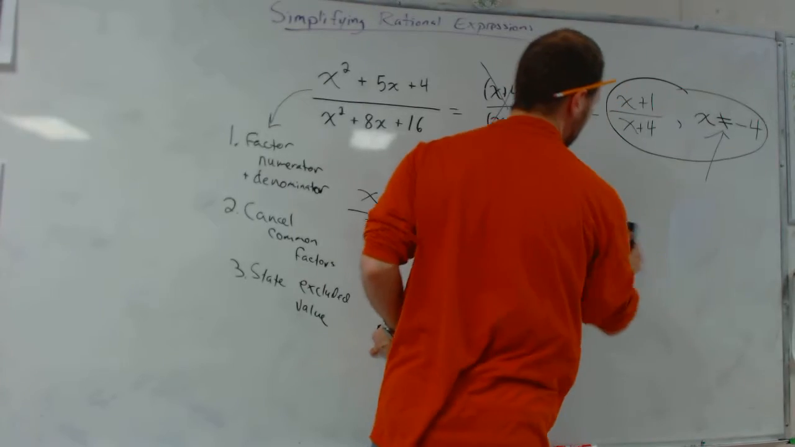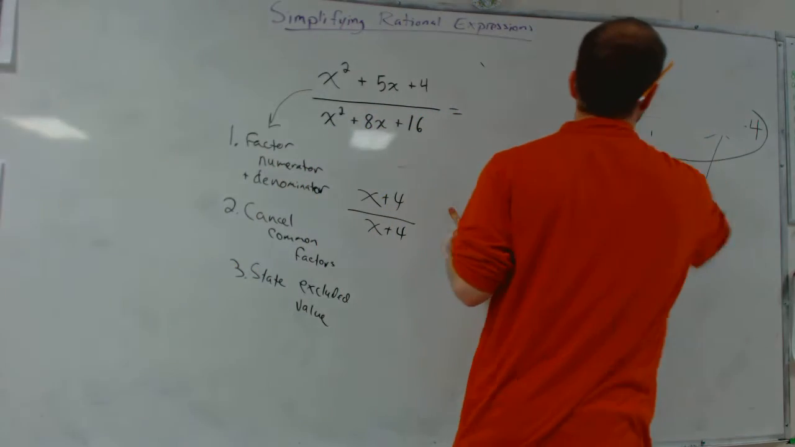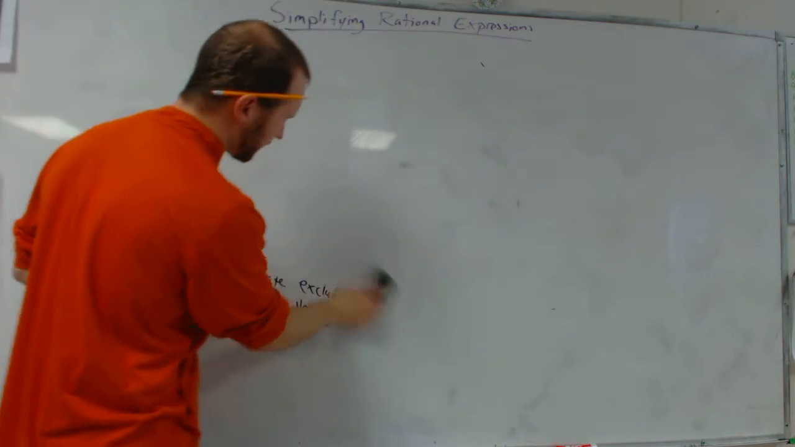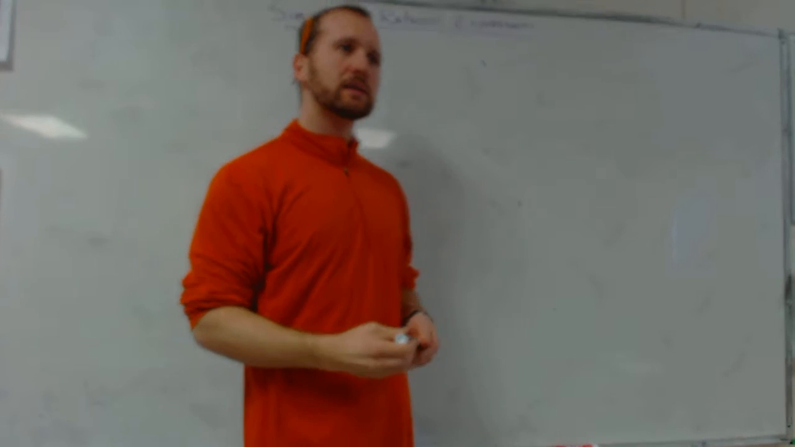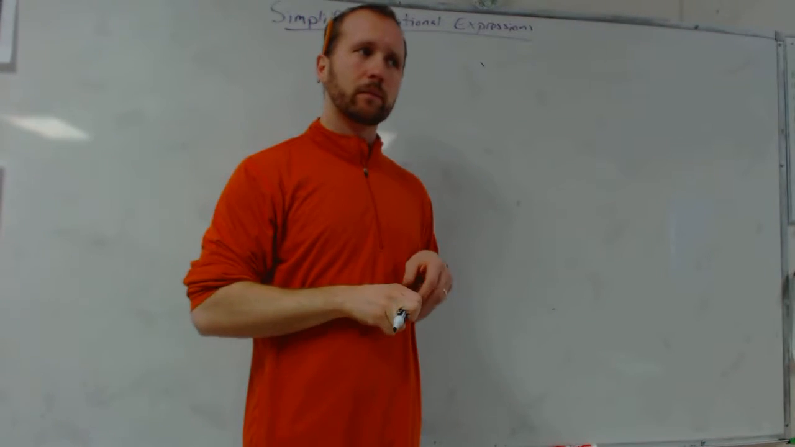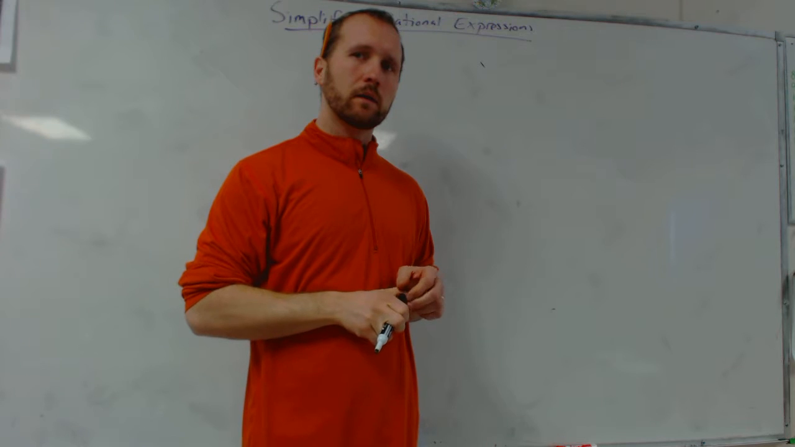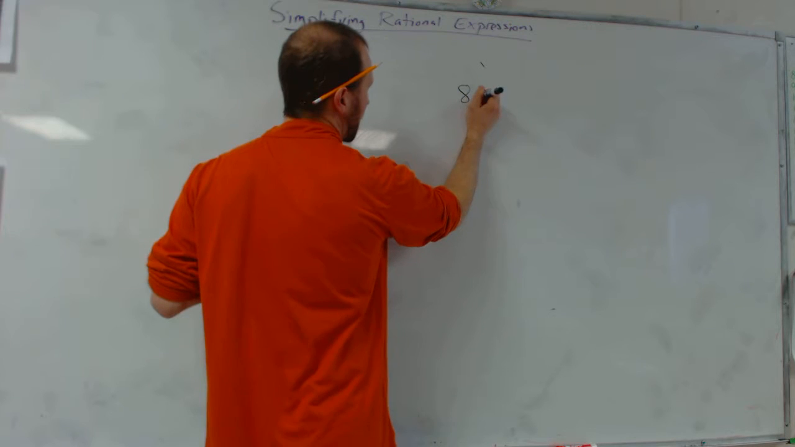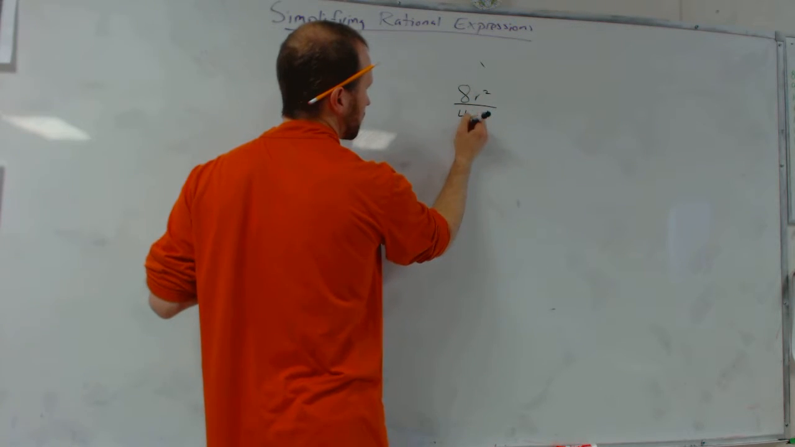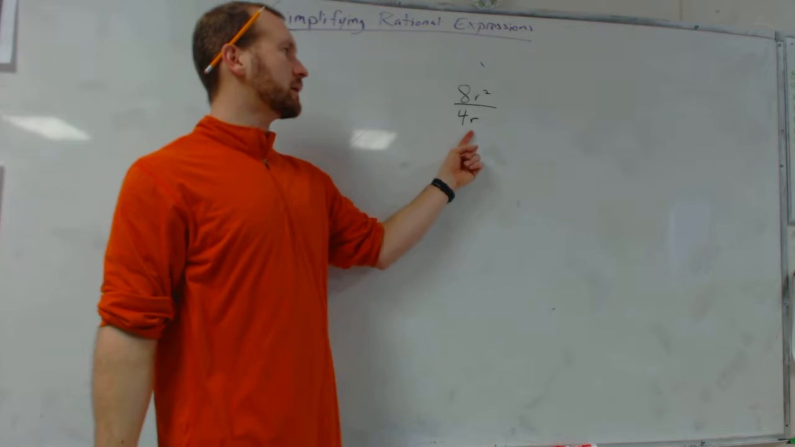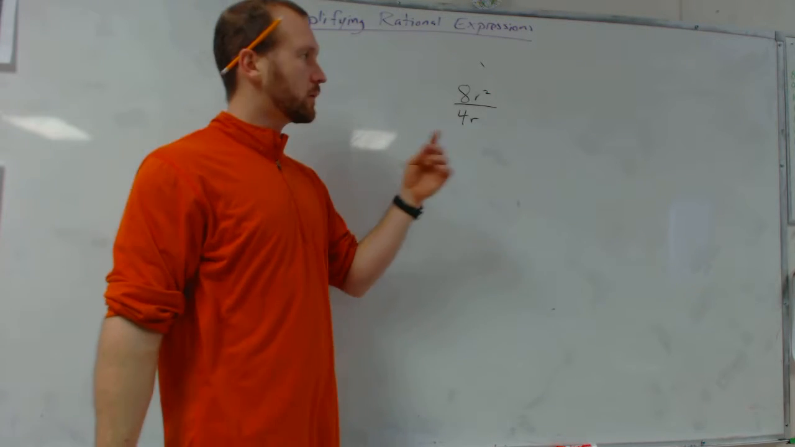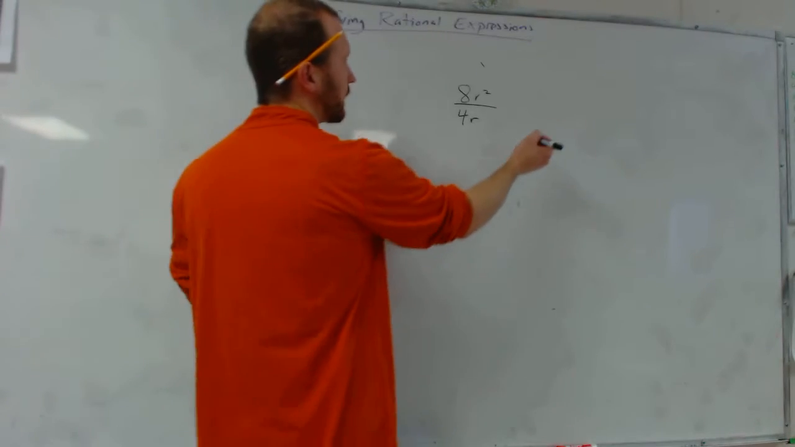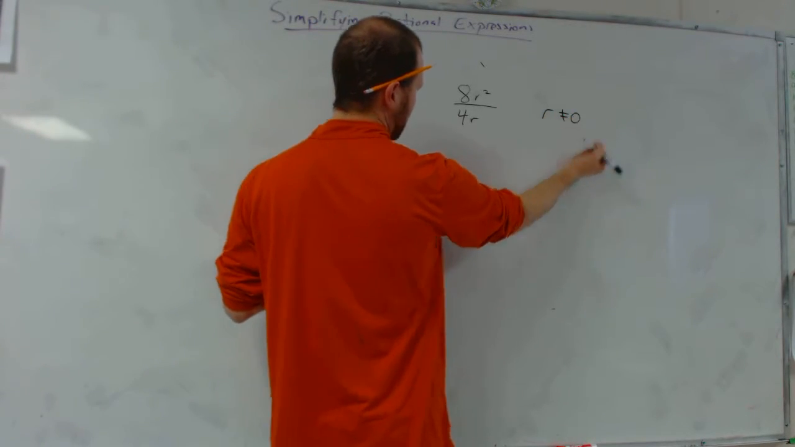What about, let's do another one. Was there an excluded value for that problem? What would have been the excluded value in that problem? If we had 8r squared over 4r, what would make the denominator 0? What would r have to be? 0. So the excluded value, if we had asked for it, would have been r does not equal 0.